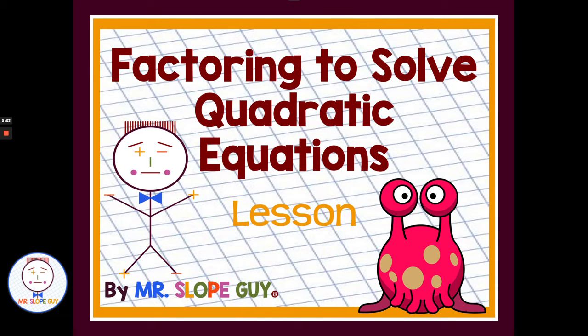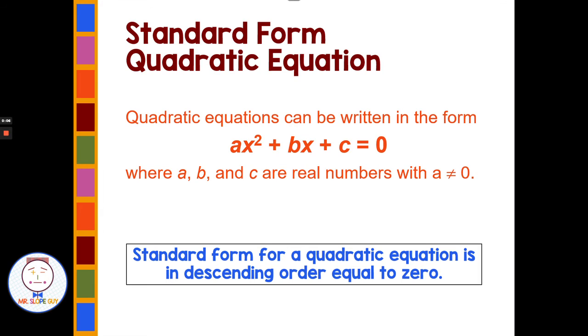Factoring to solve quadratic equations. So standard form of a quadratic equation is ax squared plus bx plus c, where a, b, and c are real numbers and a cannot be 0. The reason a can't be 0 is if we multiplied by 0 times the squared term, we would no longer have a quadratic. So when we talk about standard form of a quadratic, we're talking about descending order equal to 0. So like a degree of 2, degree of 1, degree of 0, and equal to 0. Descending order equal to 0 would be standard form of a quadratic equation.